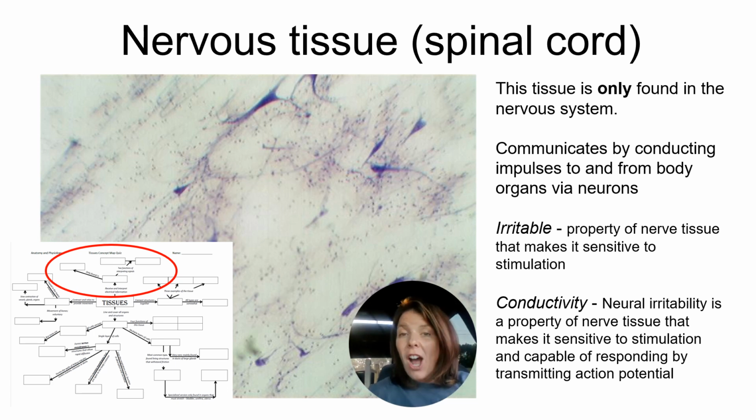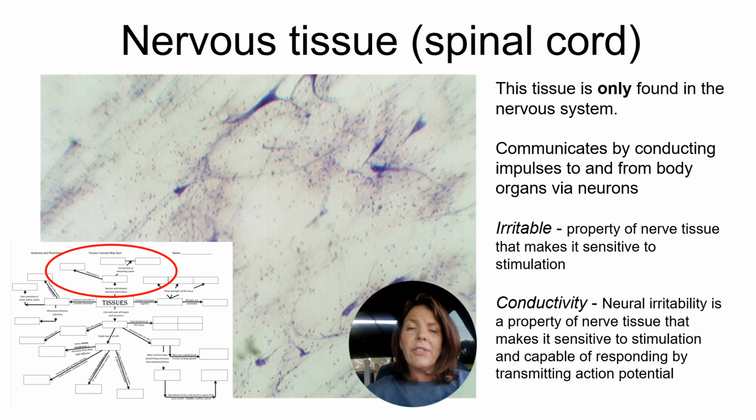Take a look at the top of your concept map. Is that where you located the nervous system? Let's take a few minutes to dig a little deeper into this particular group. As you can see in the image, this nervous tissue was a sample taken from the spinal cord. And what's unique about nervous tissue is that it's only found in the nervous system. The other tissues we'll discuss today can be found across multiple different body systems.